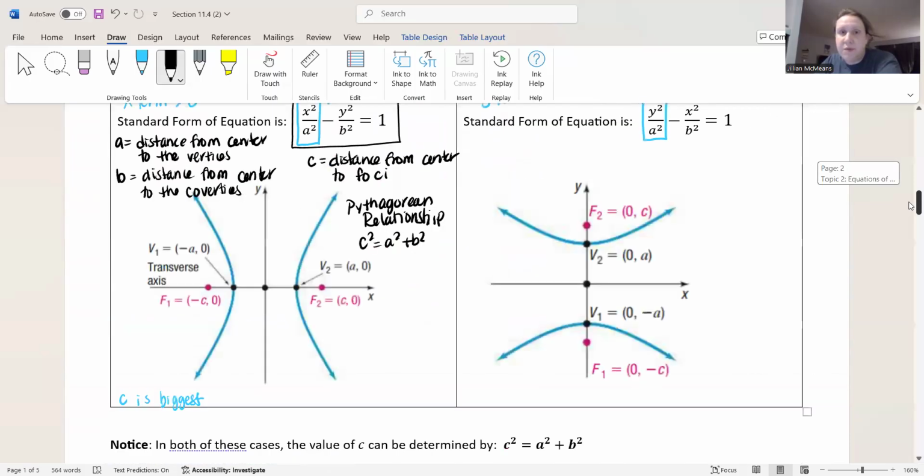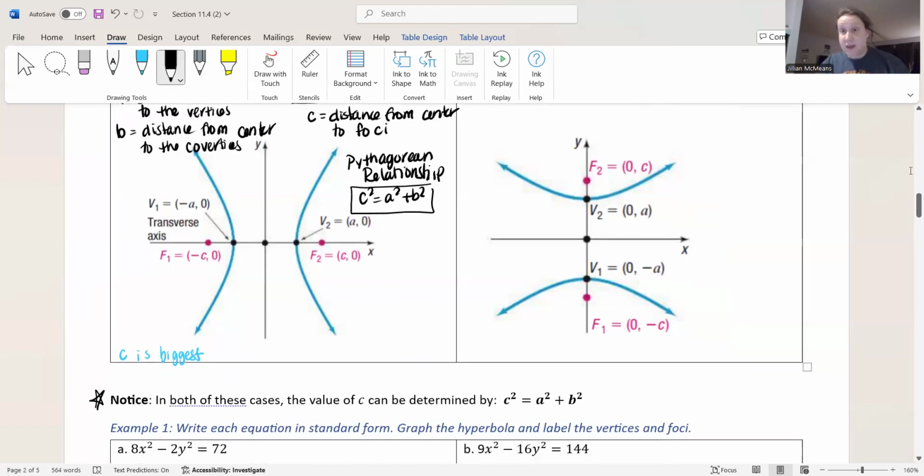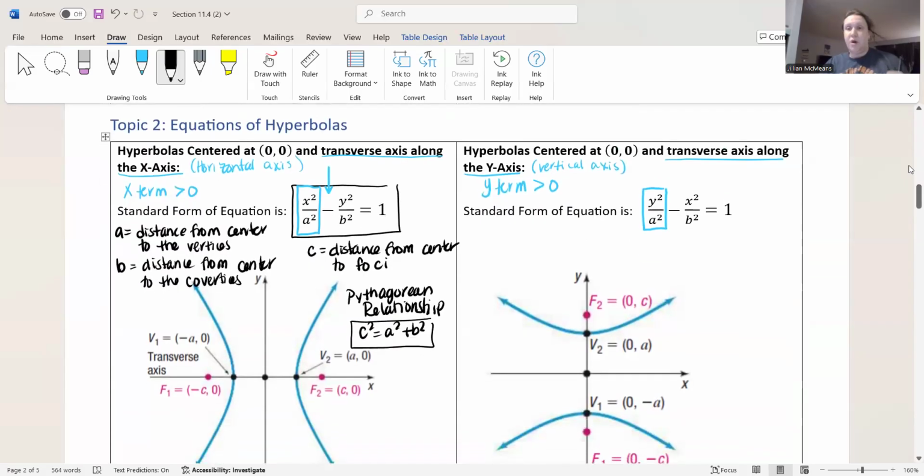Okay? So just be really, really careful with your Pythagorean relationship. C is the biggest. So that's why we get C squared equals A squared plus B squared. And I have that written out here. Okay. So A, B, and C are going to represent the same things, even if your hyperbola is opening in the opposite direction. We just have to be really, really careful.